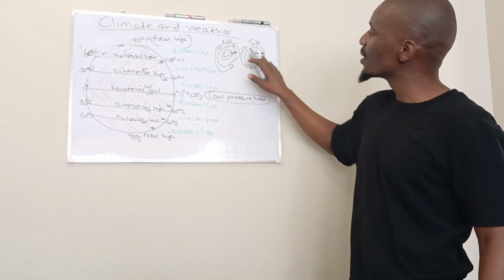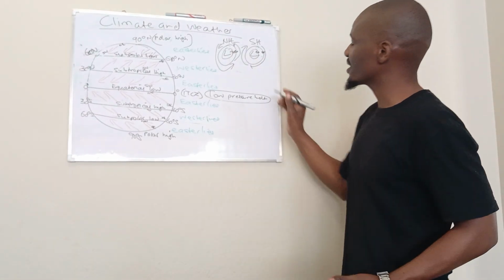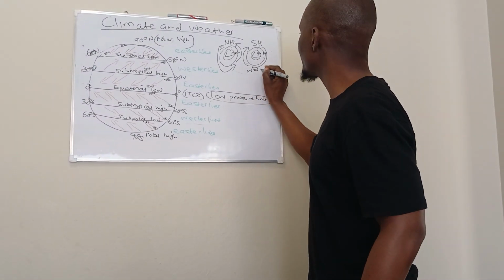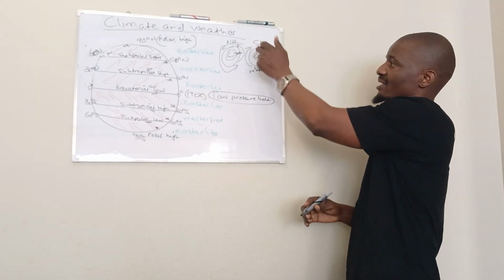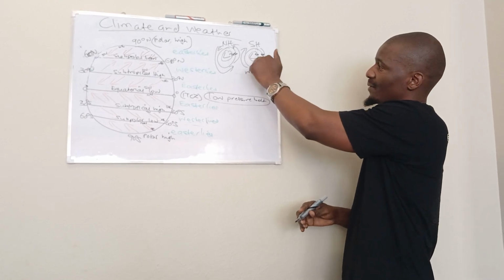So this is your low pressure. Usually it's associated with warm air, okay? Why is it associated with warm air? Warm air is very light. As it rises, it creates that area of low pressure. That's how you end up having the low pressure.